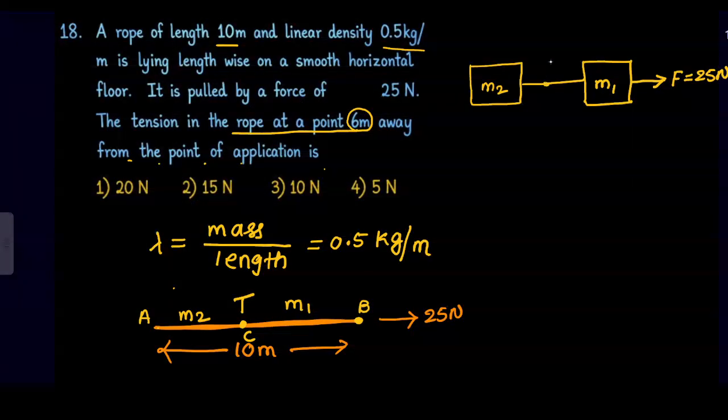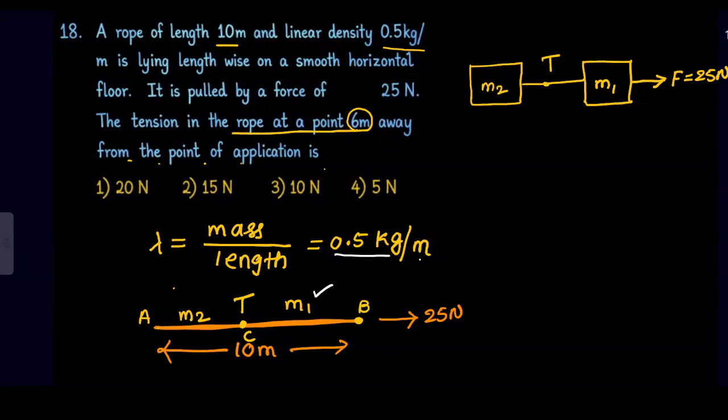Now they are asking to find the tension here. Remember this type of problem? Now, how much is the mass of M1? The mass density is 0.5 kg per meter, so 1 meter will have 0.5 kg. That means M1 has how many meters? See what they are asking. 6 meters they have given, not a midpoint.